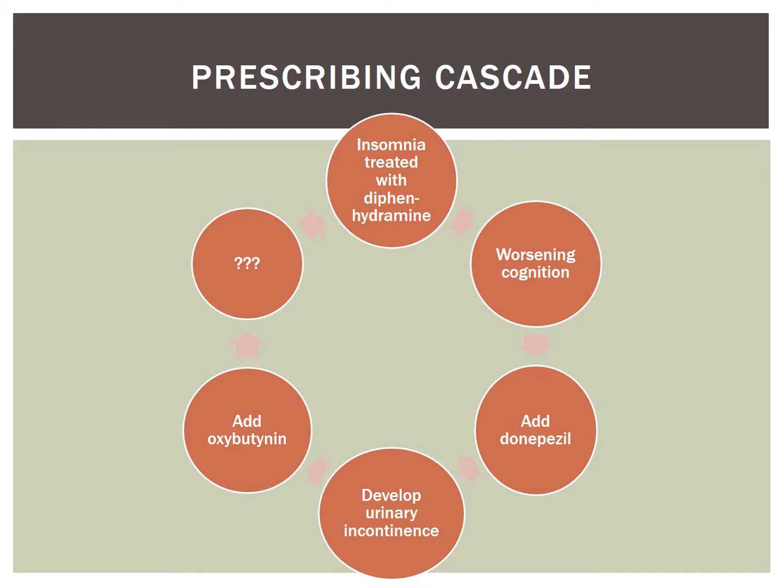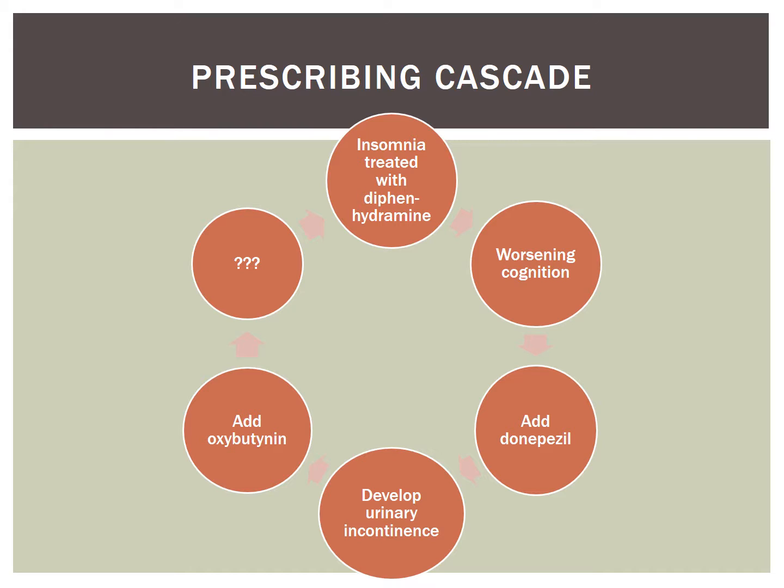Patient develops insomnia. They decide to self-treat over the counter with diphenhydramine. This may cause worsening cognition. Patient may present to clinic with complaints of worsening cognition. It may be deemed appropriate to start the patient on donepezil. Donepezil can cause urinary incontinence. Back to the clinic with complaints of urinary incontinence, prescriber decides to add oxybutynin. Oxybutynin is a highly anticholinergic medication, which can cause a myriad of side effects, so it's anyone's guess what she's going to present with next.